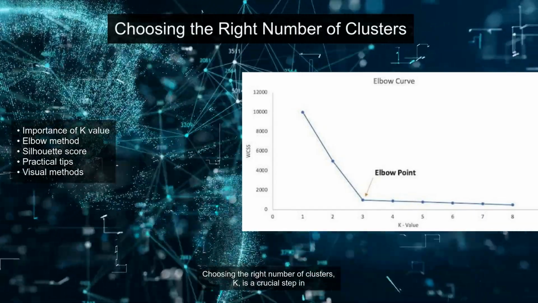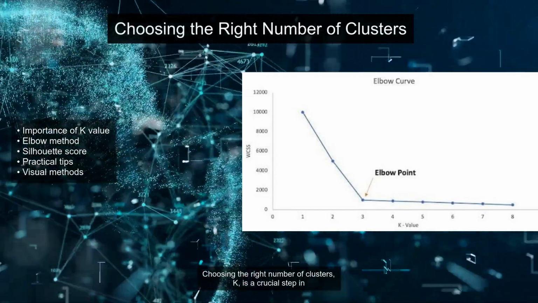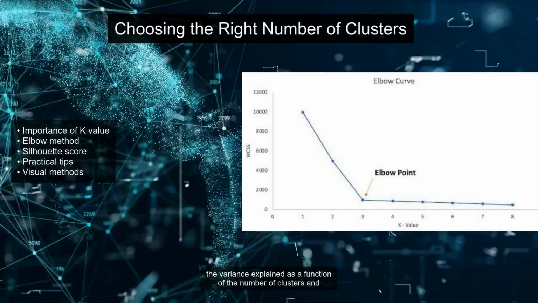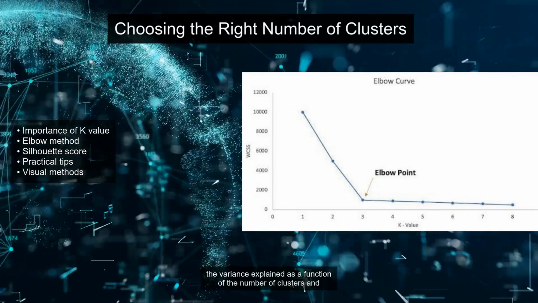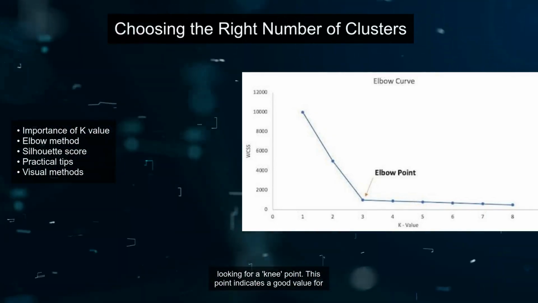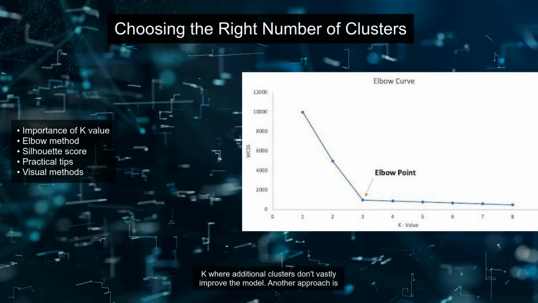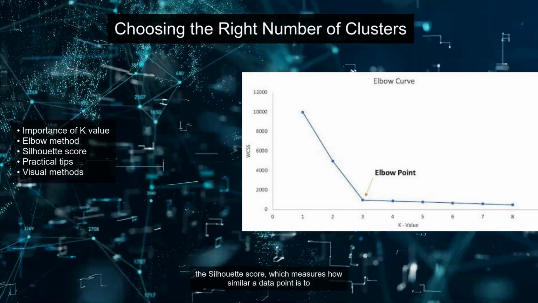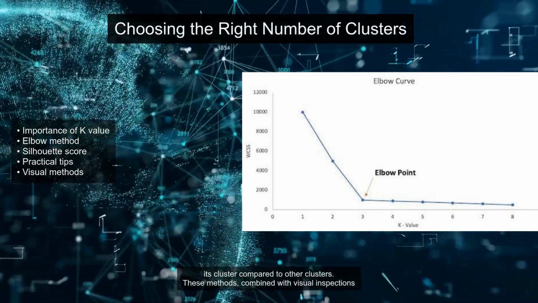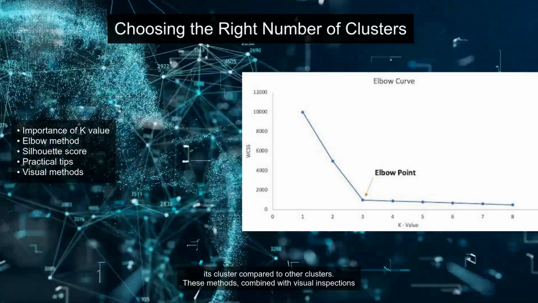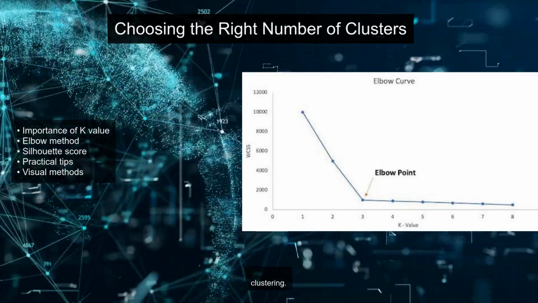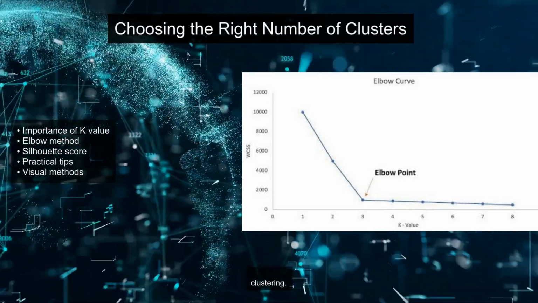Choosing the right number of clusters, k, is a crucial step in k-means clustering. A common technique is the elbow method, which involves plotting the variance explained as a function of the number of clusters and looking for an elbow point. This point indicates a good value for k where additional clusters don't vastly improve the model. Another approach is the silhouette score, which measures how similar a data point is to its cluster compared to other clusters. These methods, combined with visual inspections of clustering results, help determine an optimal k, ensuring meaningful and insightful clustering.